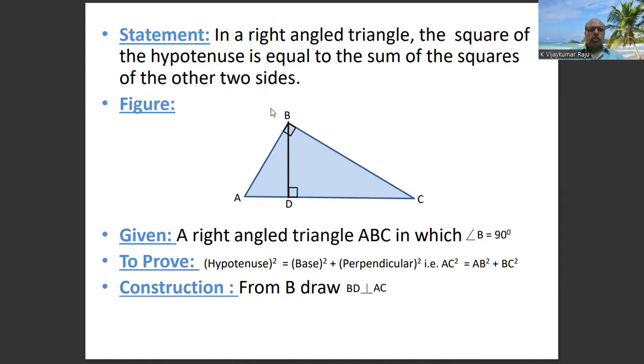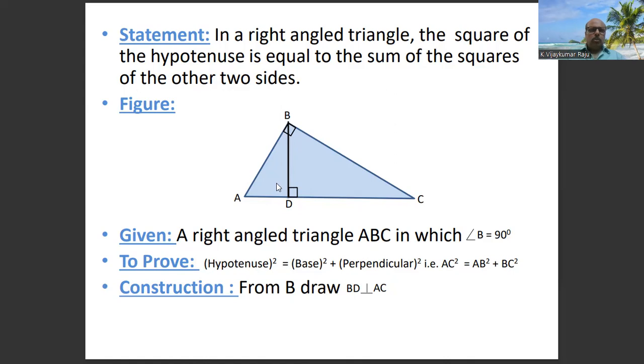Okay. So what is this figure? What is given? A right angle triangle ABC is given, in which angle B is 90. That means I have drawn this angle as 90 degrees. Now what do I have to prove? Hypotenuse square is equal to base square plus perpendicular square. In this right angle triangle, the side opposite the right angle is the hypotenuse. That means this is the hypotenuse. So AC square is equal to AB square plus BC square.